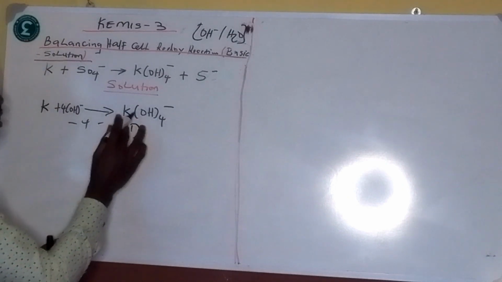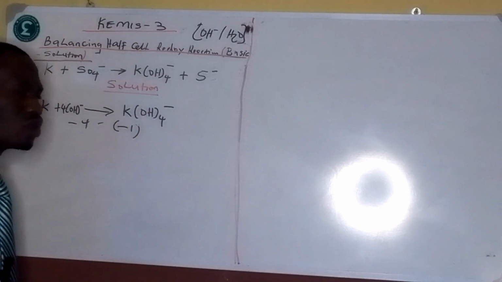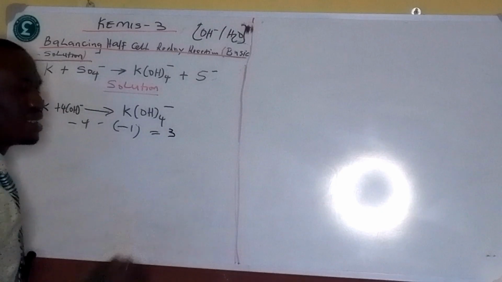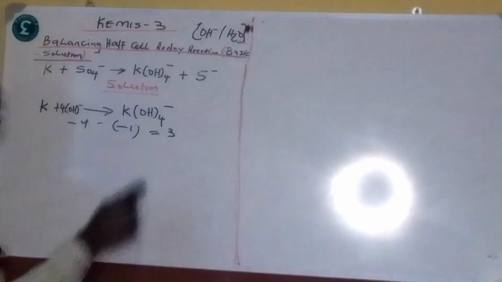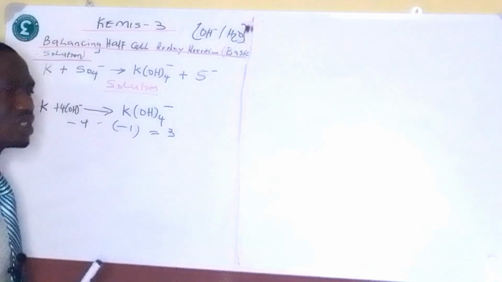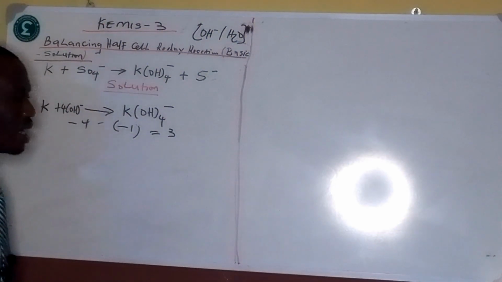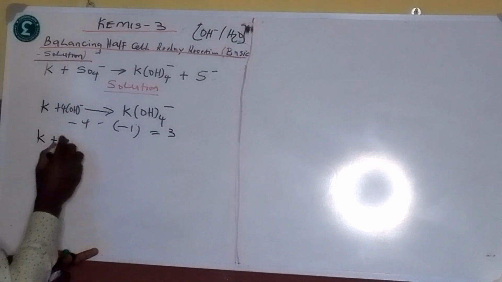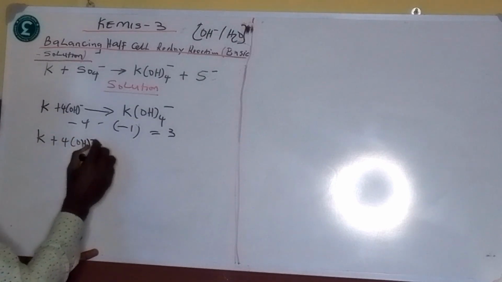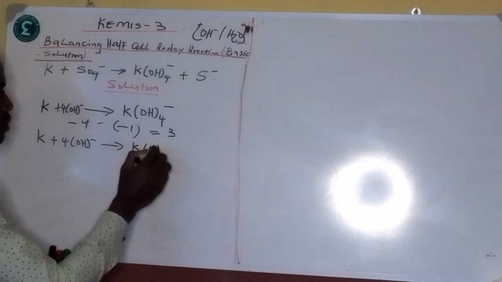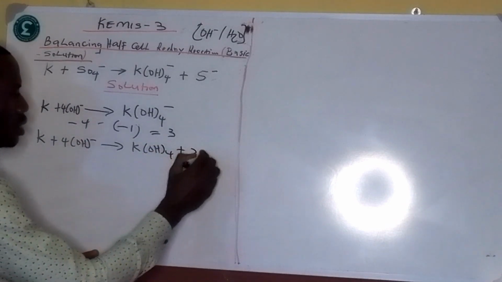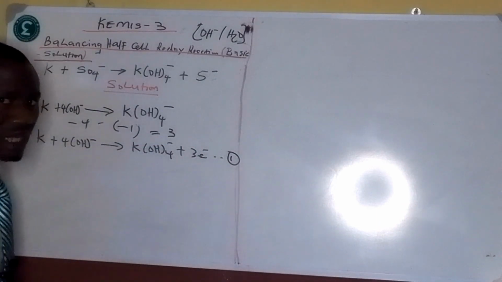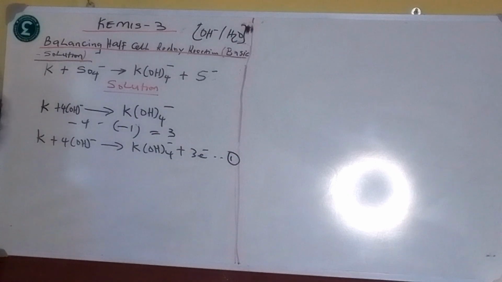Now, what is the difference between -4 and -1? If you press your calculator, the difference is going to give me 3. Alright, now having done that, I will add the 3 electrons to the side that has the highest charge. -1 has a higher charge than -4 on the number line. So I'm going to have potassium plus 4 hydroxyl, which is going to give me potassium hydroxide plus 3 electrons. Let me call this equation 1. Now, you notice that I have a -4 charge on the left-hand side and a -4 charge here.